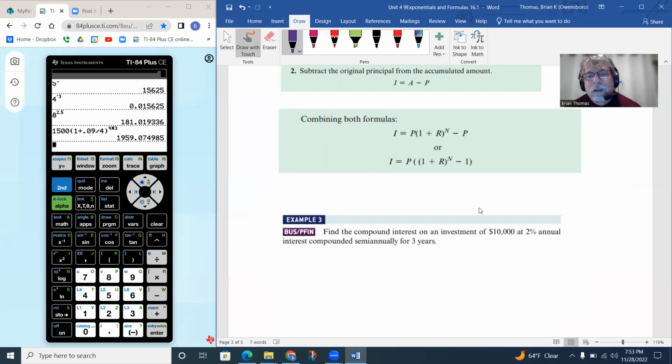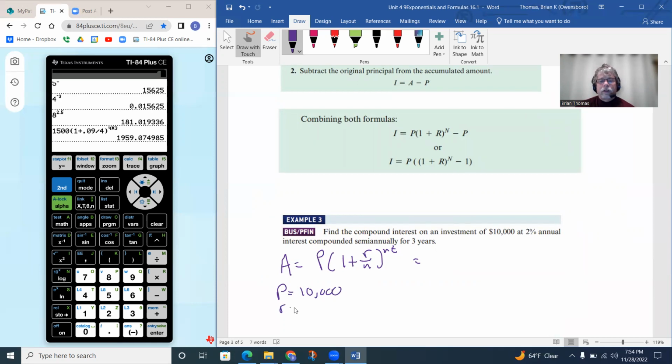So if I want to find the compound interest of an investment of $10,000 at 2% annual interest, compounded semi-annually for 3 years, we can use this formula here, or we can just use the original formula. If I have A equals P times 1 plus R over N to the NT, that'll tell us what our final value was. So notice how our A we don't know. The P was the initial investment, which is the 10,000.